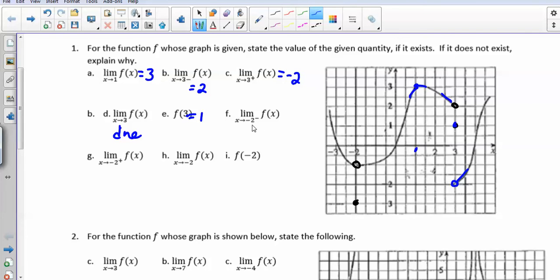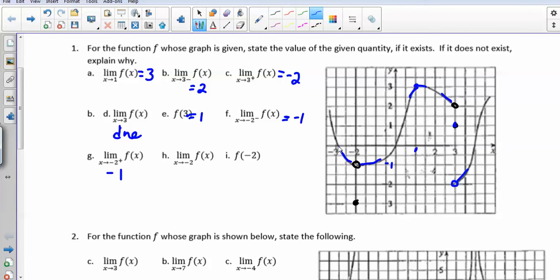The limit as x approaches -2 from the left. Here's -2, and as we approach -2 from the left, we're getting closer and closer to the y value of -1. The limit as x approaches -2 from the right. As we approach -2 from the right, we're getting closer and closer to the same y value of -1.